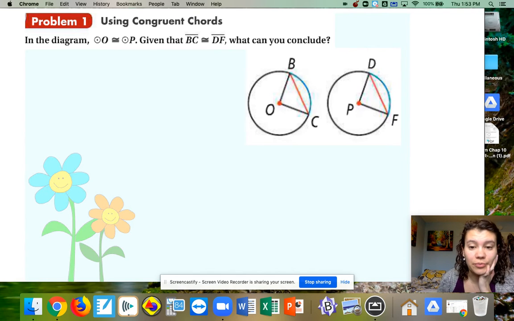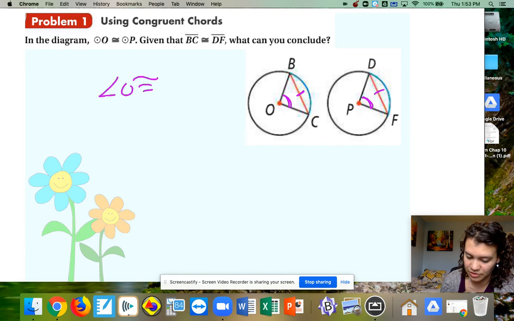Okay, so how can we use this? In this diagram, we have 2 circles. We know that BC is congruent to DF. So what could we conclude? We can conclude that these two angles are the same. So angle O has to be congruent to angle P. And then we also know that these arcs have to be the same. So arc BC has to be congruent to arc DF.